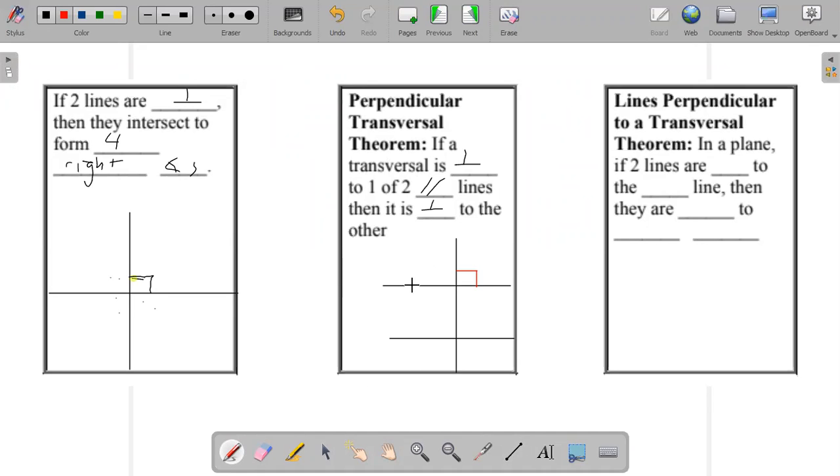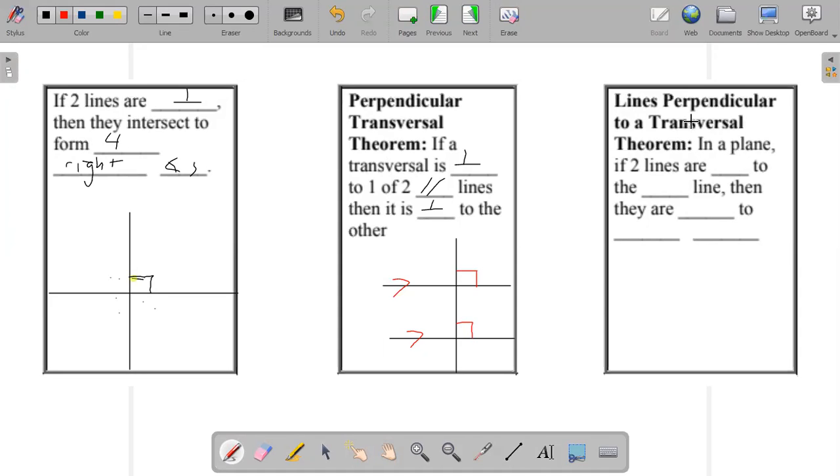Well, if I know that these lines are parallel to each other, then based on all of the other things that I've ever used, alternate interior, alternate exterior, consecutive exterior, corresponding, I know that this is also going to be perpendicular. If I know that both of those are perpendicular, then that means that this line is perpendicular to both of those lines.